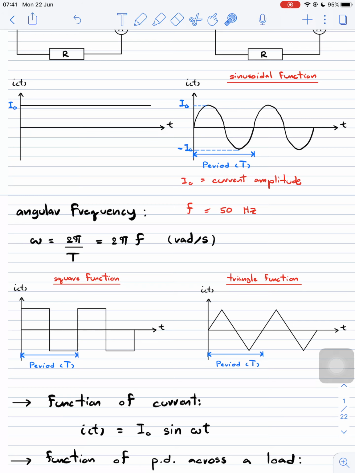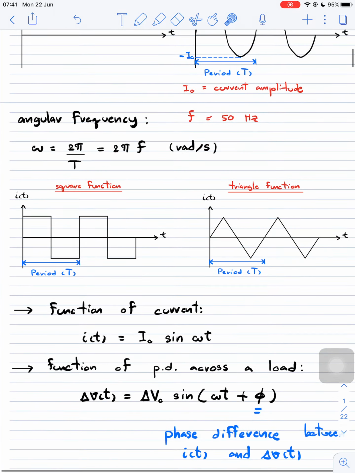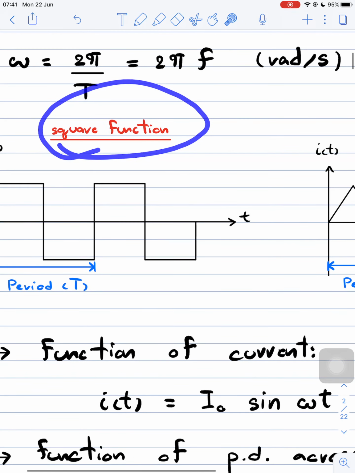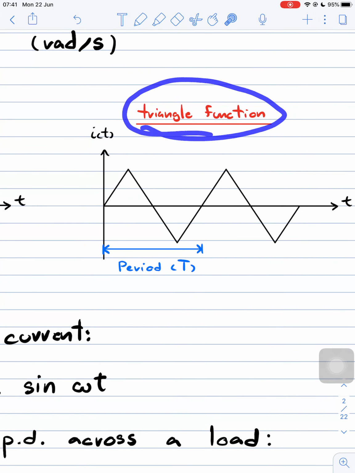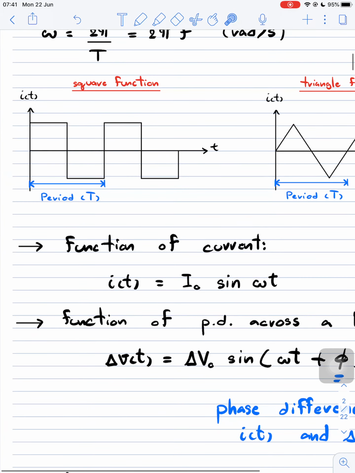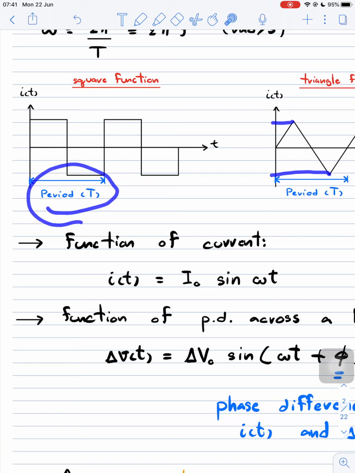So when we talk about alternating current, we don't need to have only the sinusoidal function, but we can have the square function as well, or we can have the triangle function, as you can see from this picture, right? So it means that we will have the maximum value of the current, which is called the current amplitude, as I mentioned already. So this as well is going to be the maximum value of the current, and we also have the period of the current. So don't forget that the period is the time for one revolution.